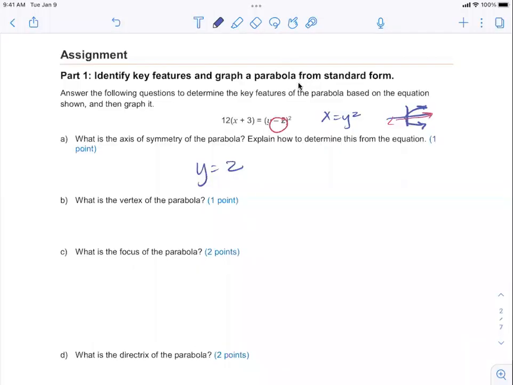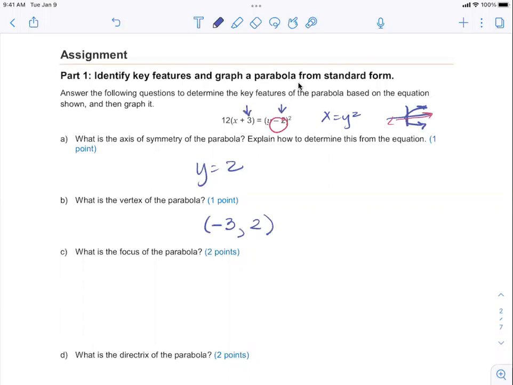All right, we're back. What is the vertex of the parabola? The vertex of the parabola comes from this shift. So I have a 3 with the x value and a 2 with the y value. Reversing the signs on x and y, it's -3, 2. That's where the vertex is. What is the focus of the parabola?